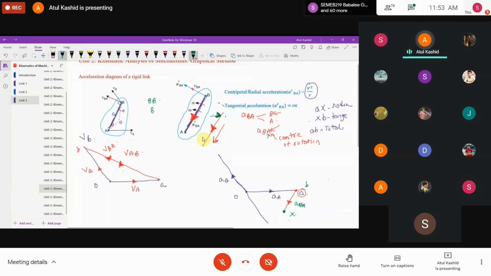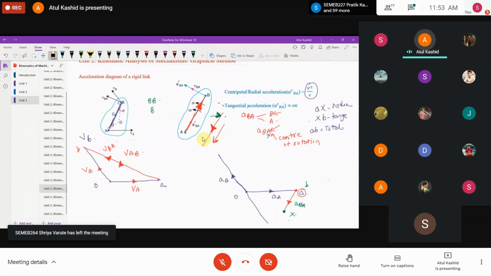So when I consider B as the center of rotation, this is my link AB. Now B is the center of rotation, so I will point my arrow towards the point B, right? In this diagram, I can draw like this, because here the direction is towards B. So we have to draw in this direction. Don't confuse about towards and away. In the acceleration diagram, you have to keep this in mind, right?